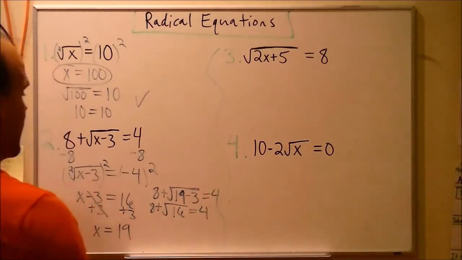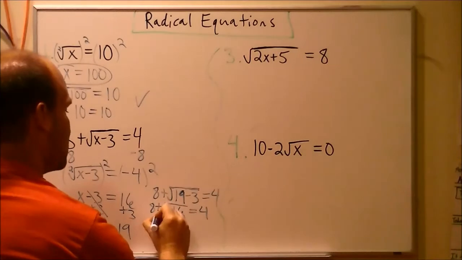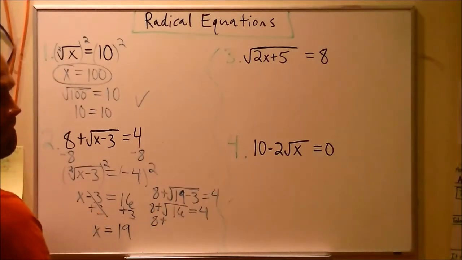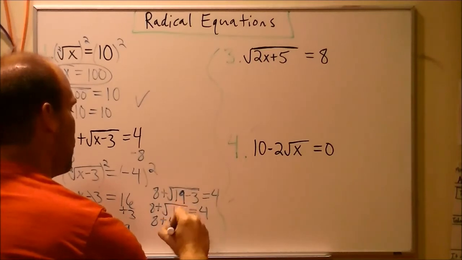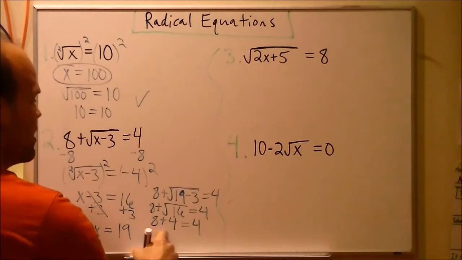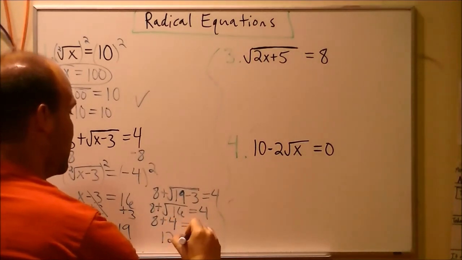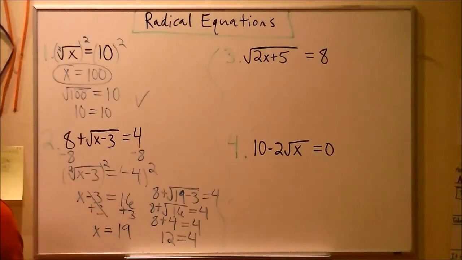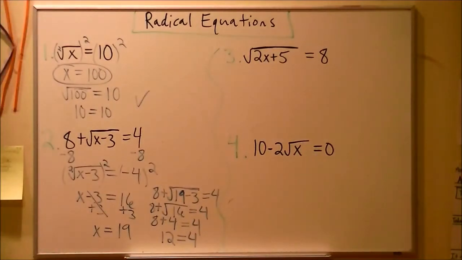Equals 4. What is the square root of 16? What times itself gets you to 16? The numeral 4. So 8 plus 4 equals 4. What's 8 plus 4? 8 plus 4 is 12. Bring down my 4. Wait a minute. Does 12 equal 4? No, 12 doesn't equal 4.